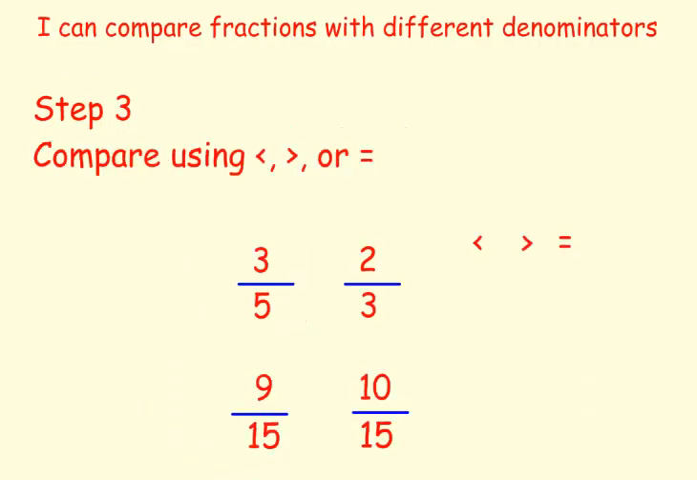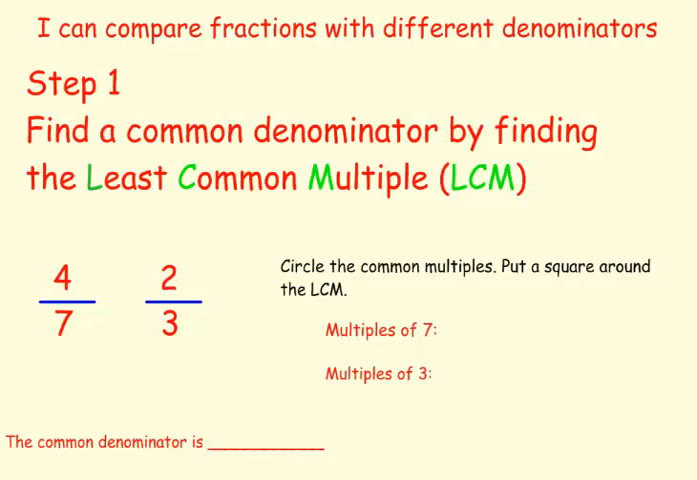Step number 3 is to compare them. We may use the less than, greater than, or equal sign. In this case, I notice that both the numbers on the bottom are 15, which tells me I have 15 equal parts. 9/15 is 1 less than 10/15. So we're going to say 9/15 is less than 10/15. So we have 3 steps to help us.